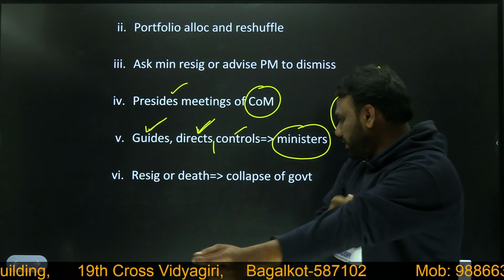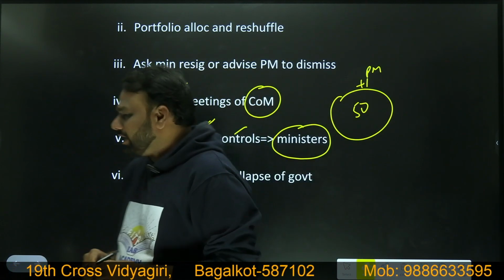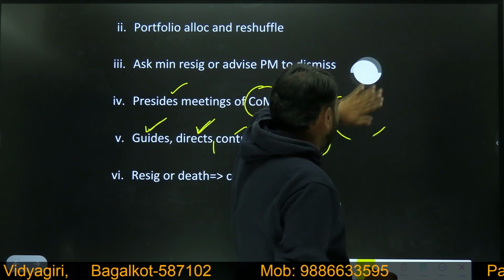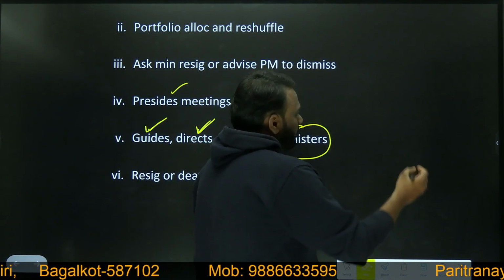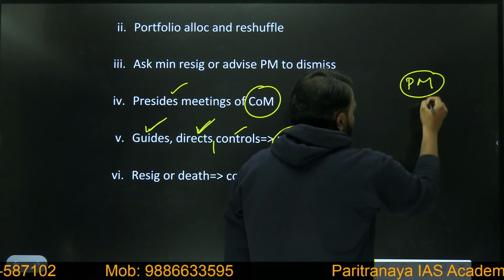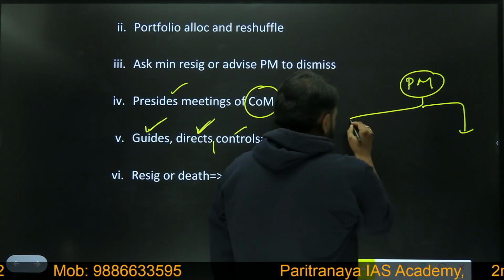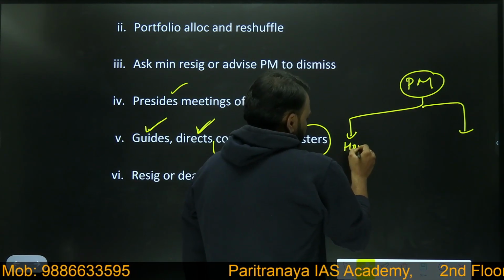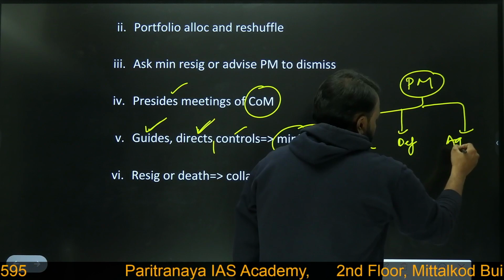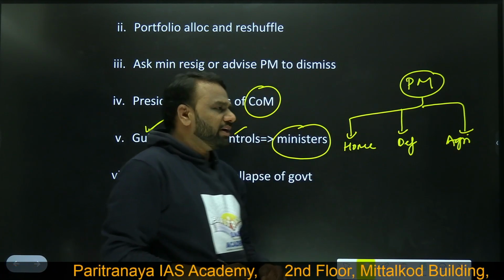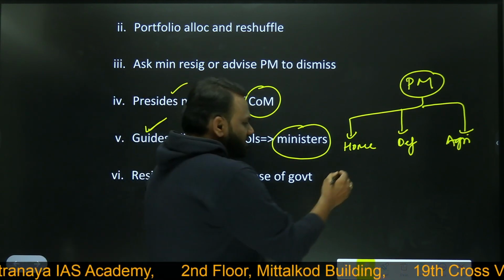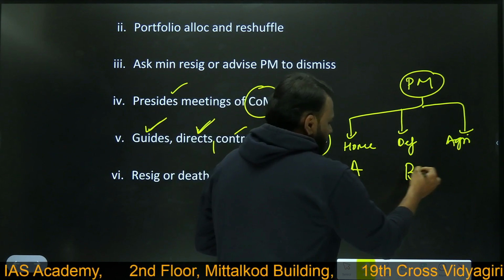Next, very important: resignation or death leads to collapse of government. Let us look into it with the help of an example. Now we have the prime minister here, and various ministers. Totally we have 50 ministers, but for our example I have taken only 3 ministers: home minister, defense minister, agriculture minister. Let us assume person A is home minister, person B is defense minister, person C is agriculture minister.